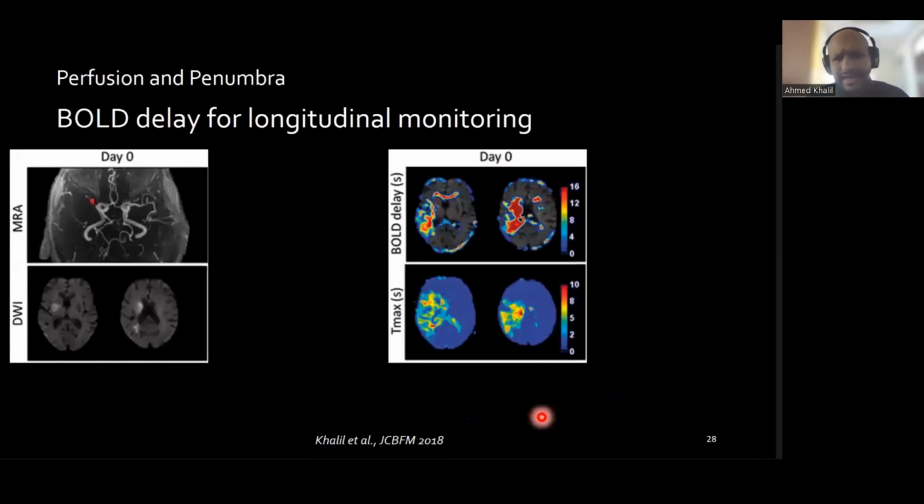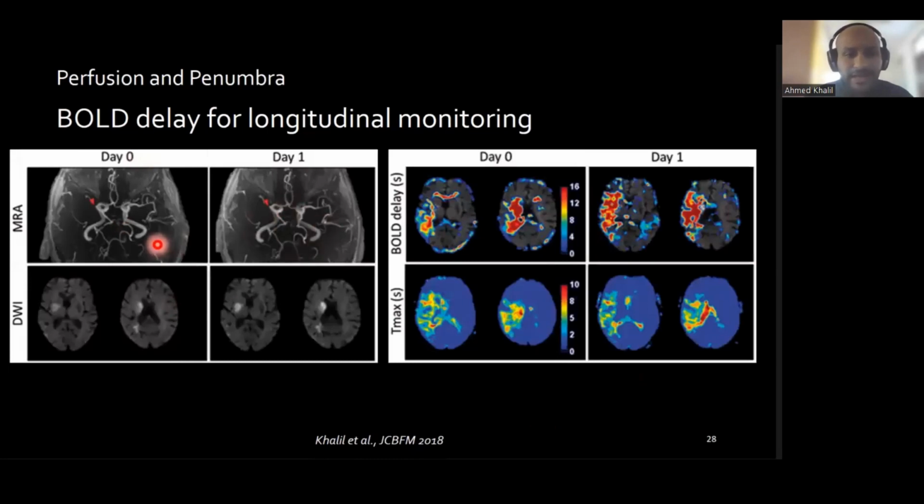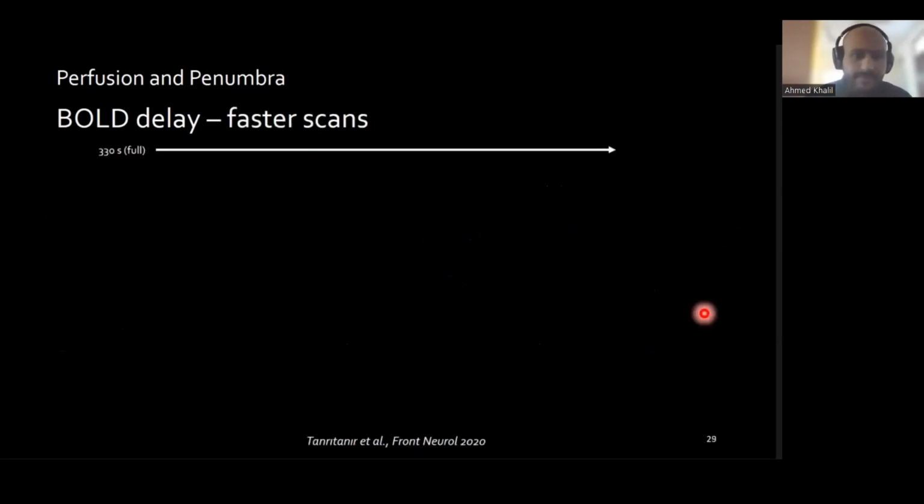And the important thing is that the inverse of that is also true. So this is a patient who had a right-sided MCA occlusion. So the MCA is blocked here at its origin, or very close to its origin, on day 0. And the next day, the vessel was still blocked. And you see this persistence of the perfusion lesion corresponding to that blocked artery on both the bold delay and the Tmax maps.